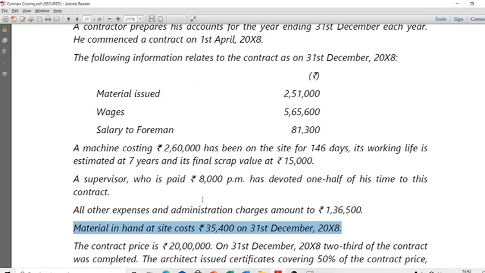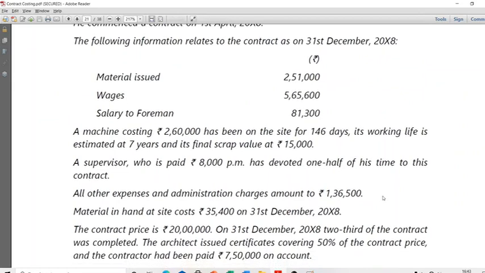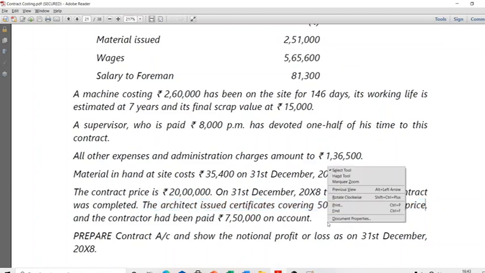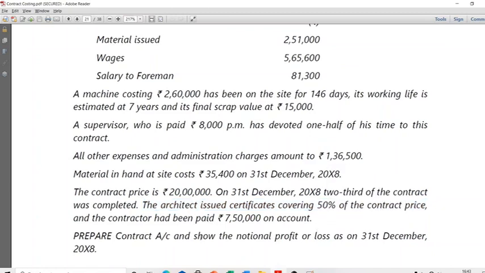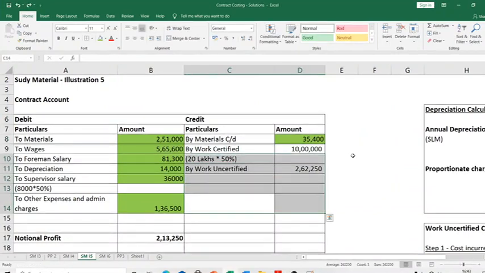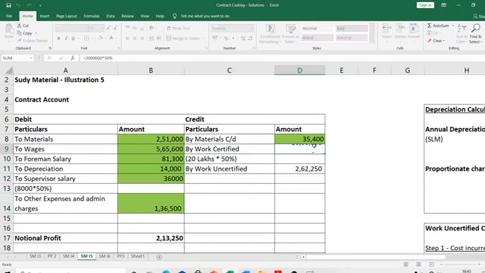Now, what amount of revenue should I recognize to the extent of work certified? So come down here. The architect issues certificates covering 50% of the contract price, and leave what he has been paid, leave it. He has covered 50% of the contract price, right? So here, instead of telling the amount, he has said 50%. So we should apply this 50% of 20 lakhs. It is going to be 10 lakhs here. So 10 lakhs, I go and put this number here. I put 10 lakhs here, 20 lakhs into 50%. This is my calculation.